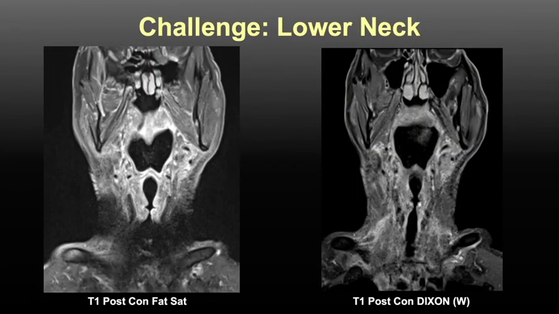Same idea, but illustrated on a coronal post-contrast image. This, again, is the CISS technique, where you have basically lost a lot of signal in the lower neck over here, and you have maintained that signal when you use a Dixon technique. Even with a little bit of motion artifact, you can see that this area looks fairly well depicted.